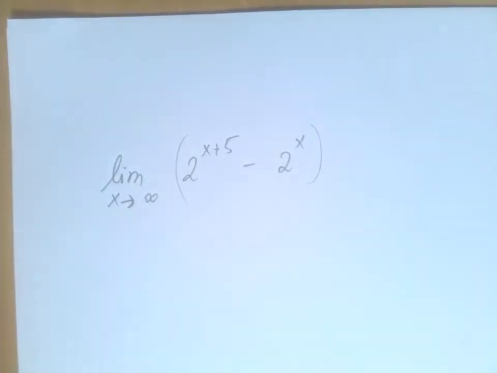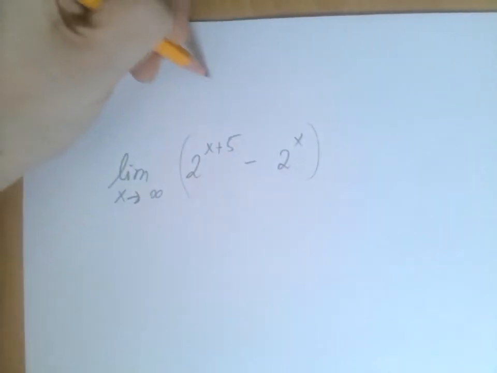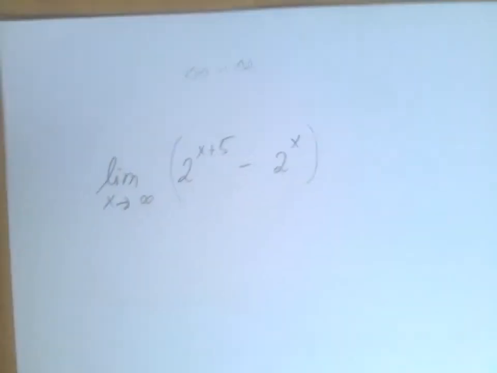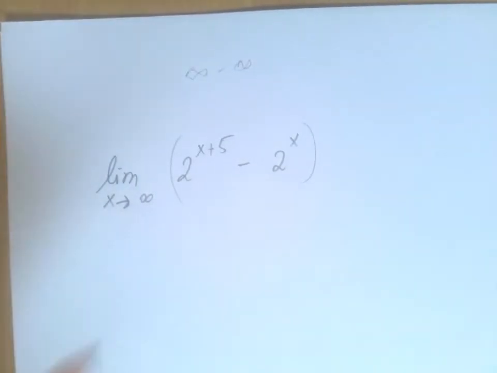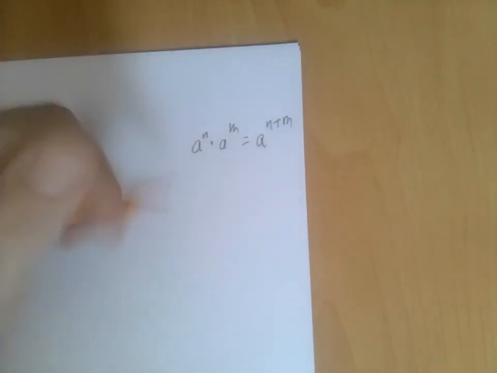I really like this one. So if x is gigantic, 2 to the x and 2 to the x plus 5 are both humongous, right? So we're talking about an infinity minus infinity type of indeterminate. Because of this, we are absolutely not allowed to conclude from here. We have to do algebra to bring it to a form which is no longer an indeterminate. That's mandatory. But this is really easy because, you know, a to the n times a to the m is a to the n plus m.